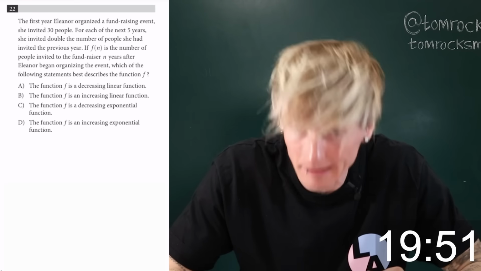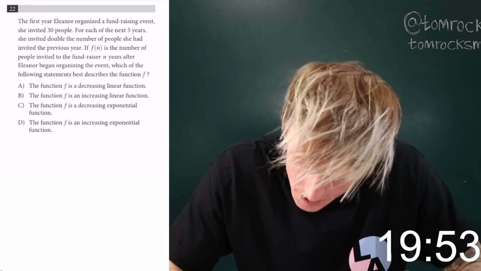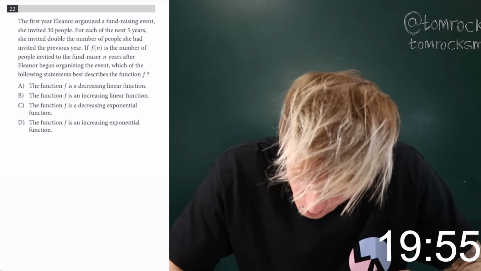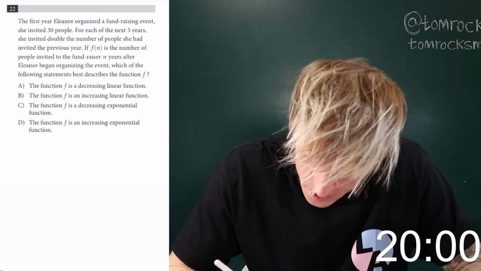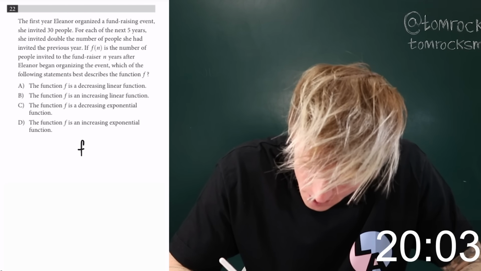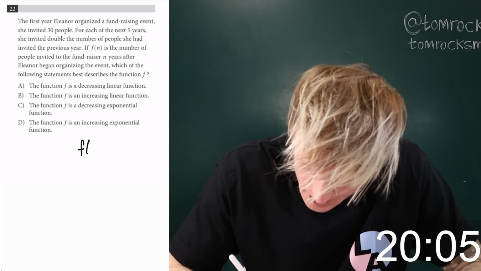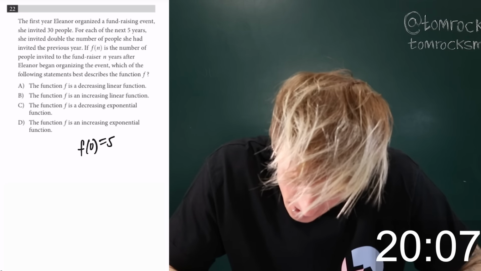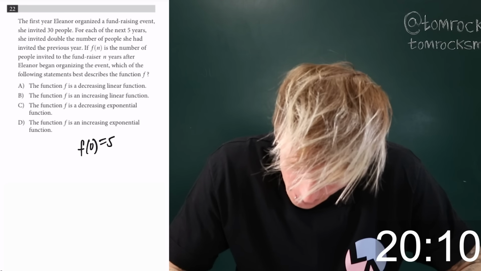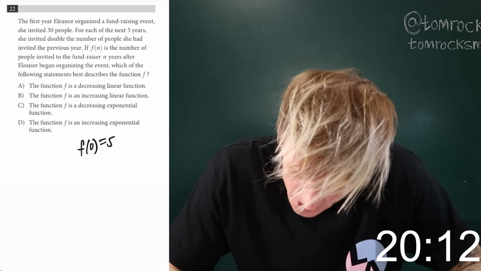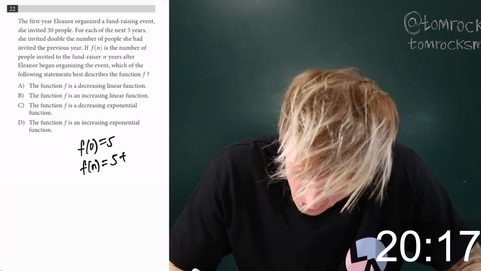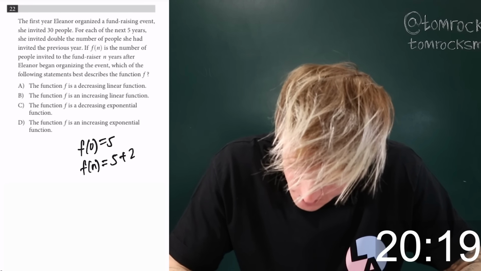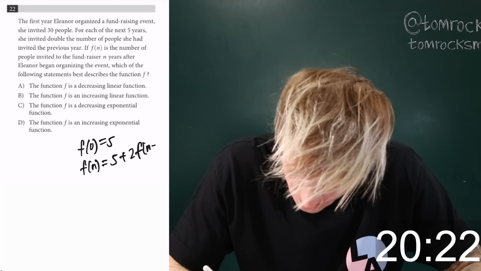Question 22. First year Eleanor organised a fundraising event. Good on you, Eleanor. She invited 30 people. For each of the next 5 years, she invited double the number of people she had. So if Fn is the number of people invited to fundraise n years after she began, so F0 is 5. And then she doubles it. So f of n is the starting point plus 2 times the previous number, f of n minus 1.